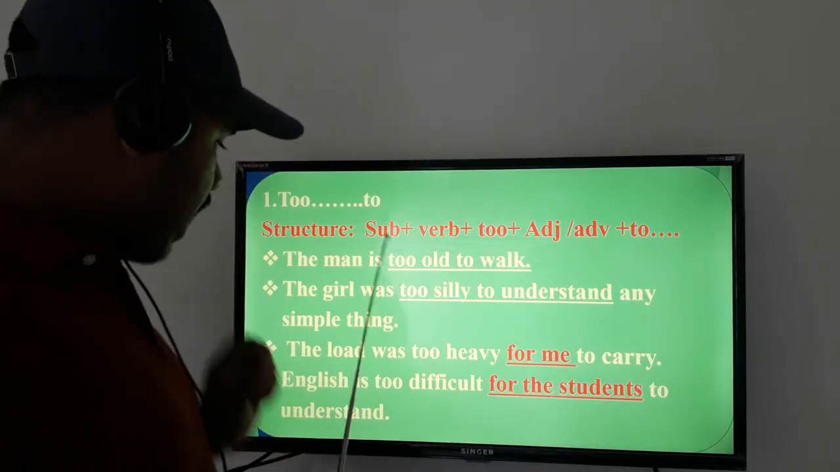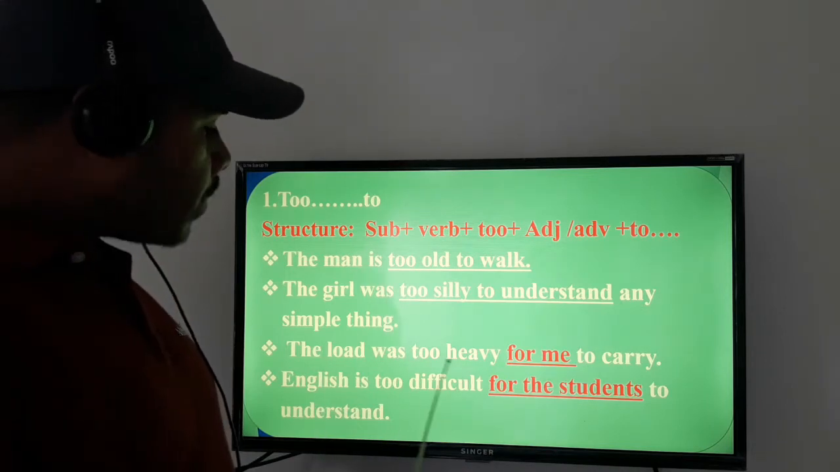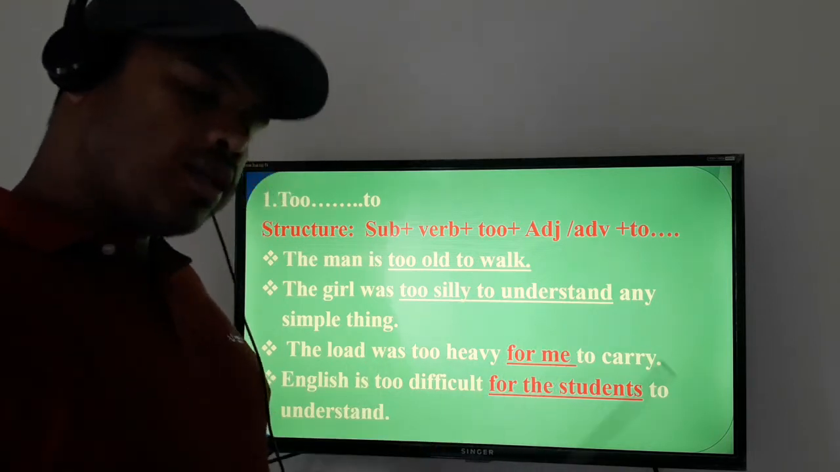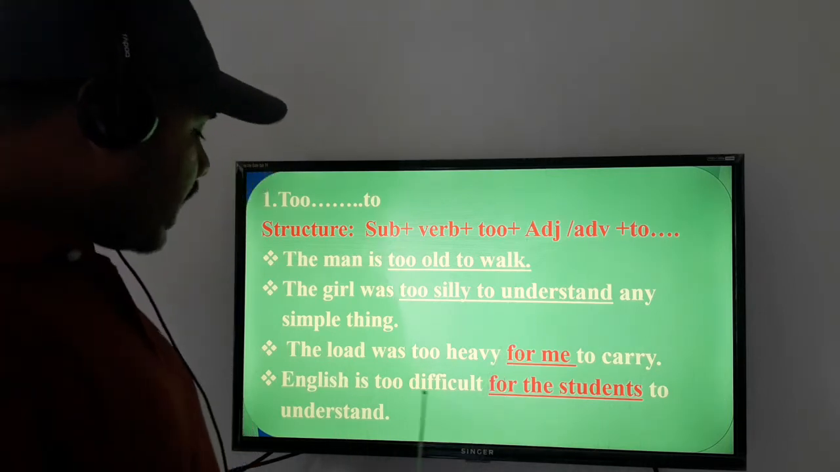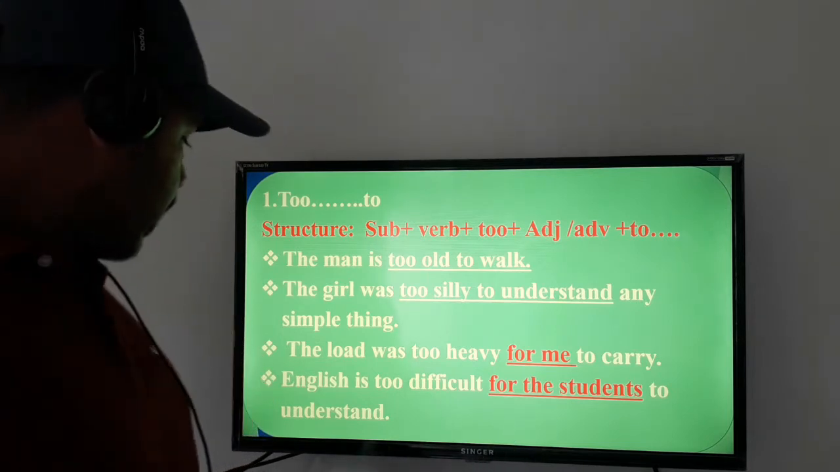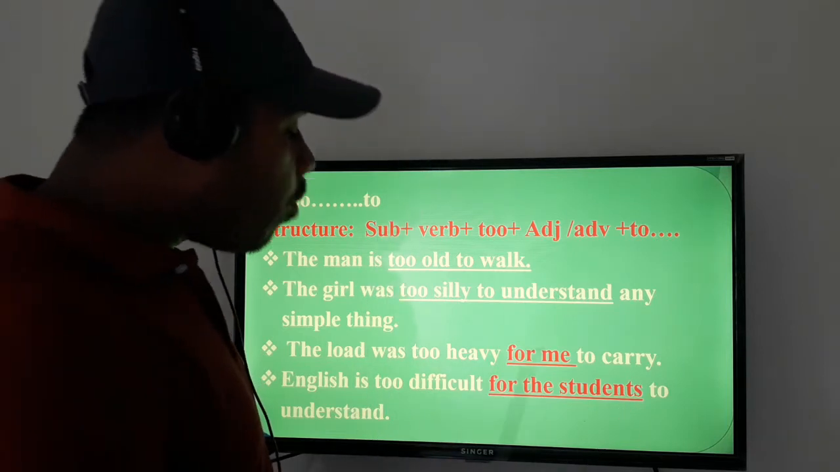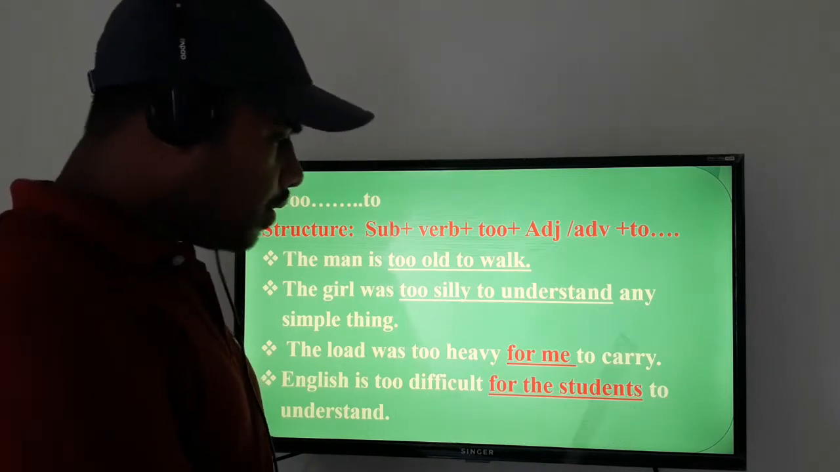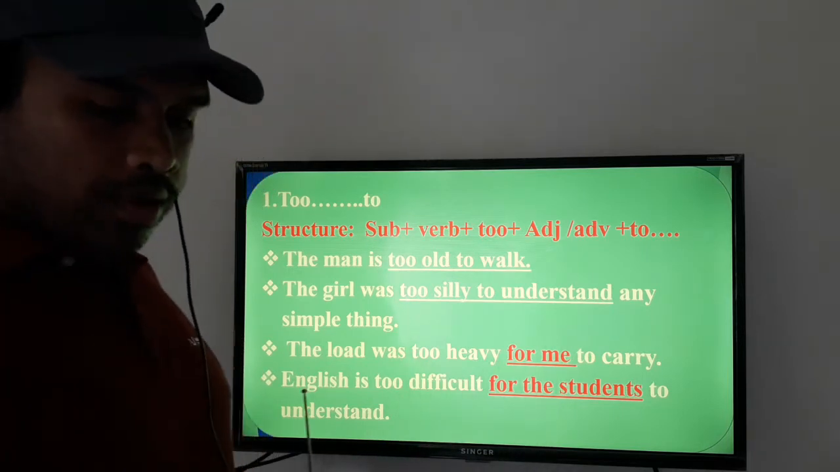Dear students, there is another structure for you, that is a slight change. That is, the load was too heavy. The load was too heavy for me. For what? To carry. For me to carry. You see that? For me to carry. English is too difficult for the students to understand. Do you understand? English is too difficult. That is very tough, very difficult. For what? For the students to understand. Okay. So there is the structure that if there is to, then you will take the base form of the verb. All right.